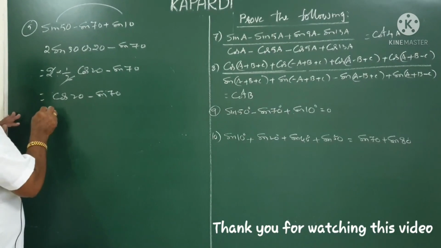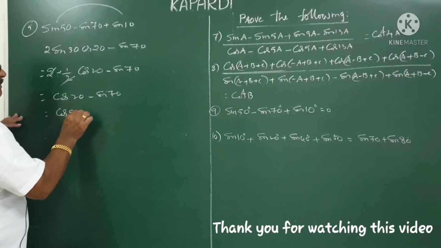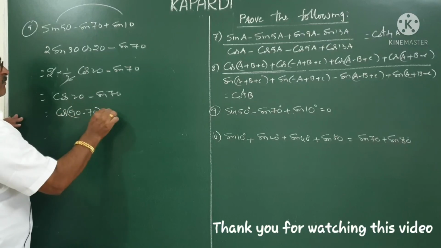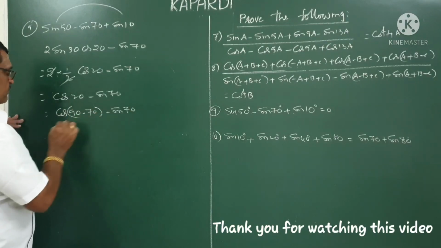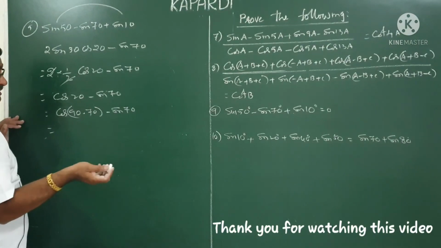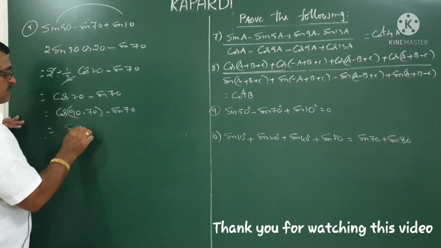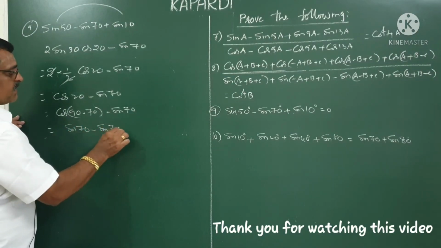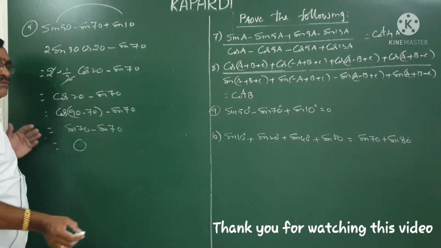I can write this cos 20 as cos of 90 minus 70, minus sin 70. And cos of 90 minus theta is nothing but sin theta. So we have sin 70 minus sin 70, cancel, you get the answer of 0.